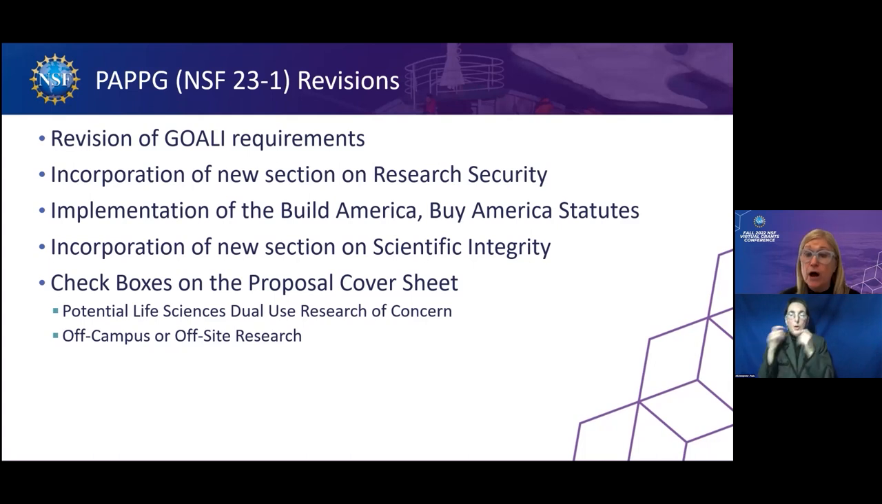We also have checkboxes on the proposal cover sheet. There are two new checkboxes on the cover sheet. One is potential life sciences dual use research of concern. I'm going to talk about that in a moment, as well as off-campus or off-site research, which I have just spoken about. But this checkbox is important in that it helps our program staff understand whether this particular research is proposed to be conducted off campus or off site. So it's used for another purpose than the actual certification.